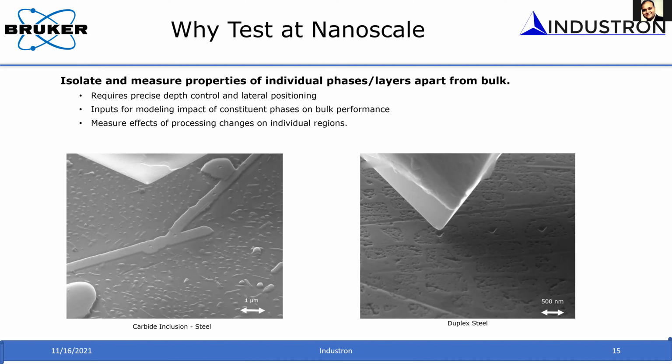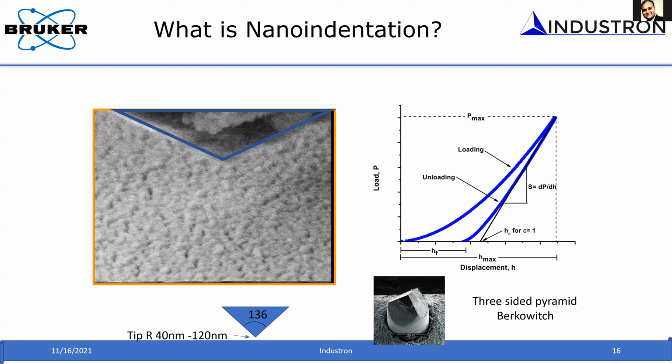For such kinds of experiments, you can't use the general tensile or compression test. Maybe you can do a pillar compression test, but the test which is very easy to do is basically an indentation test. Okay, that is what I'm going to talk about, the nanoindentation test, in the next few slides. So what is nanoindentation?